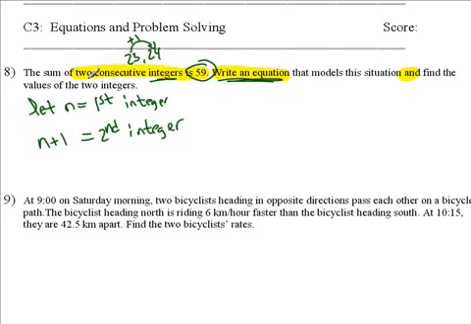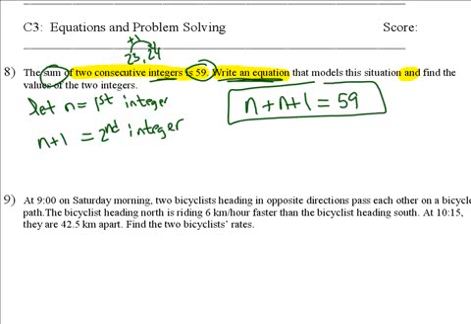So according to this, if I add them up, they're going to equal 59. So my equation is n plus (n plus 1): the first number plus the second number has to equal 59. So there's part of my answer already right there. I've got the equation. Now I have to do the other part. I have to find the two numbers.